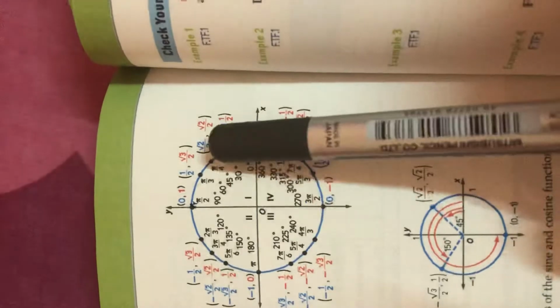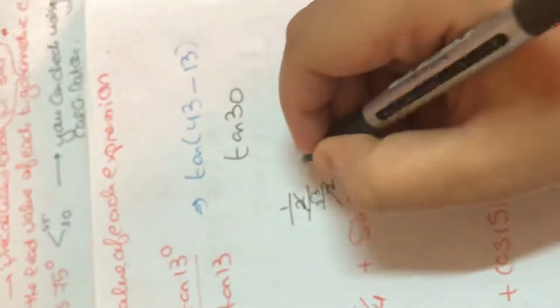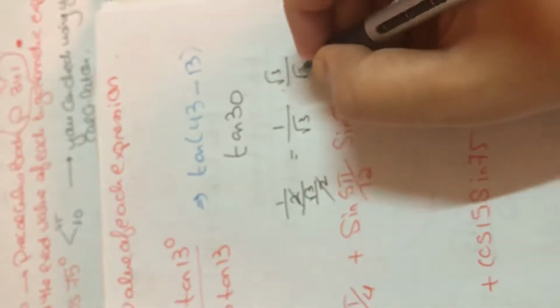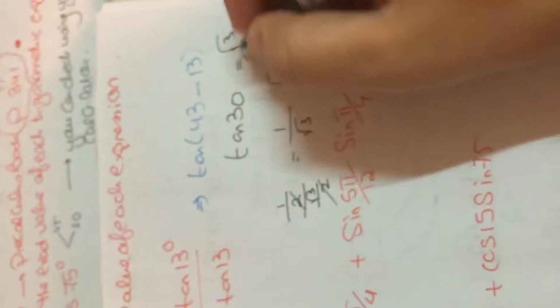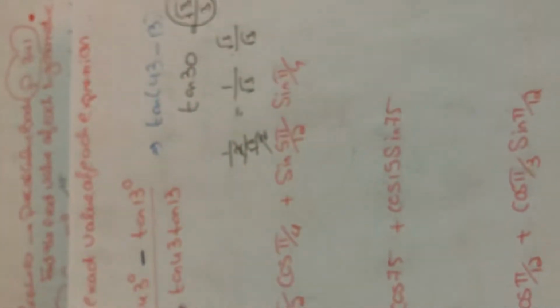And do we know tan 30? Yeah, we know tan 30 because tan at 30 is y over x. So half over root of 3 over 2. This cancels this as we did before. 1 over root of 3 times root of 3 over root of 3. So the answer is root of 3 over 3. Again, you can check with a calculator.